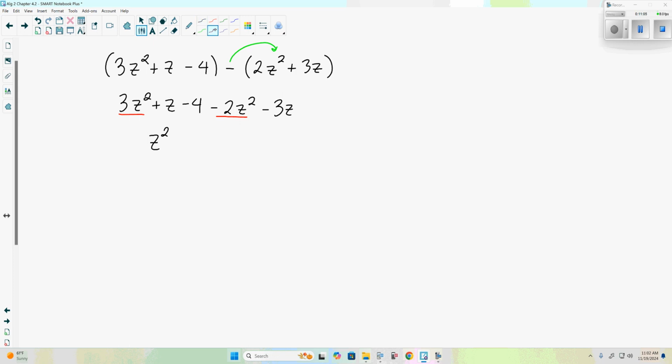Our next set of like terms, z and negative 3z. So we could say 1 minus 3, which is negative 2, and we'd put our z back. And lastly, we have negative 4, and since it's the only like term, or negative 4 plus 0, we just get negative 4. That's it.